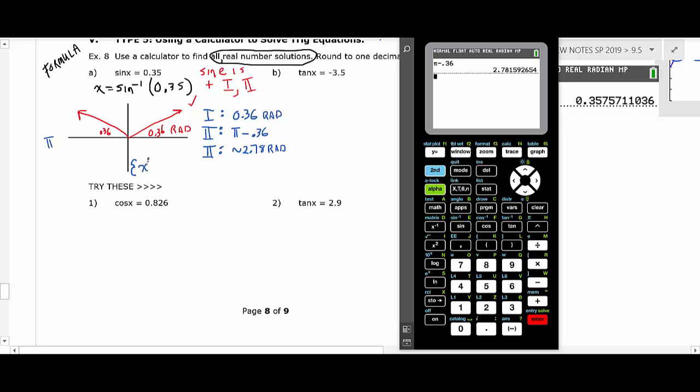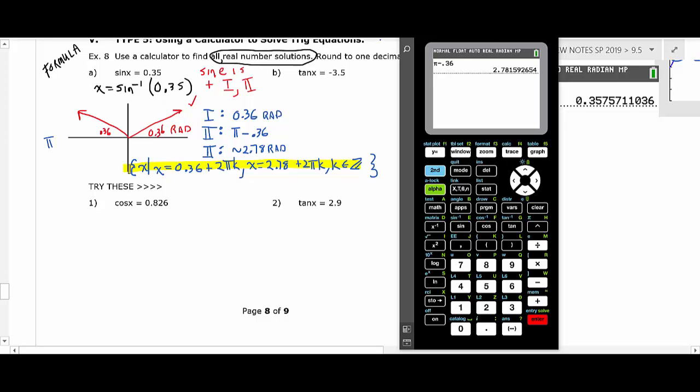So I'm going to say, set of x. The first answer is going to be 0.36 plus 1 lap around the circle, which is 2 pi k, and of course that's in radians. And then we would also have x equals about 2.78 radians plus 2 pi k, and then we'd have to say that k is an integer. So that is how you would write the solution to that problem.